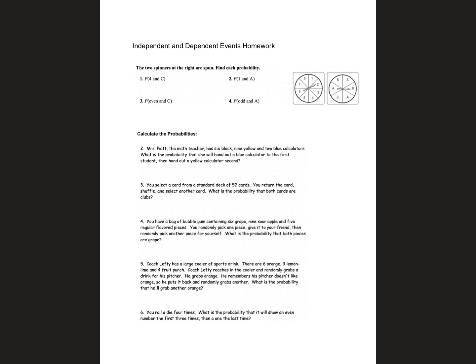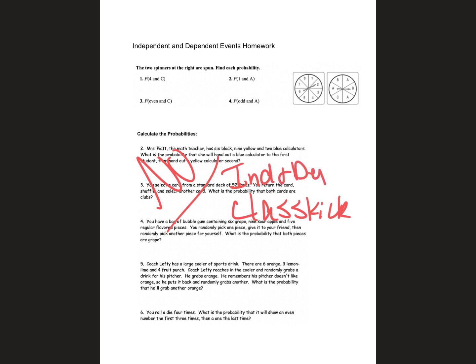This is not your homework. Your homework is a class kick called Independent and Dependent Events that needs to be completed in class today. So if you would, please make sure that that gets completed in class and just follow the directions on each slide that tells you how to make your answers, whether it's supposed to be a fraction, decimal, or percent.